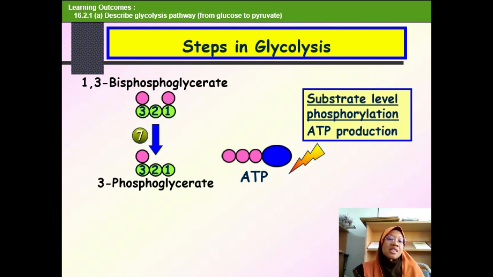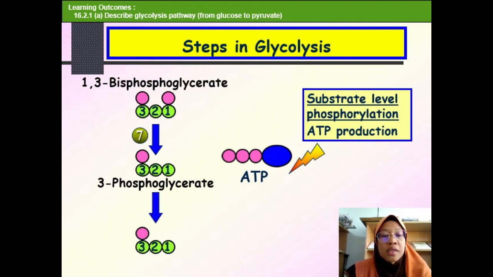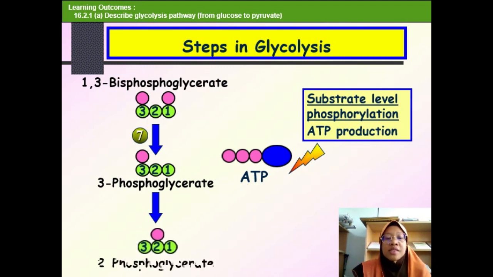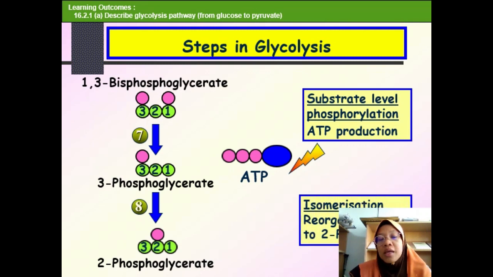Okay, so this is the 7th step. Now we move on to the 8th step. The 8th step is simple. There is a rearrangement. The phosphate on the third carbon, just move that phosphate to the second carbon. It is an isomerization process, so it becomes 2-phosphoglycerate. This is the 8th step, isomerization.